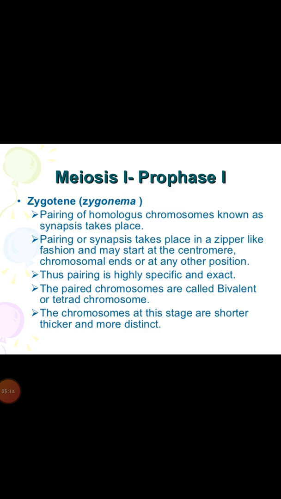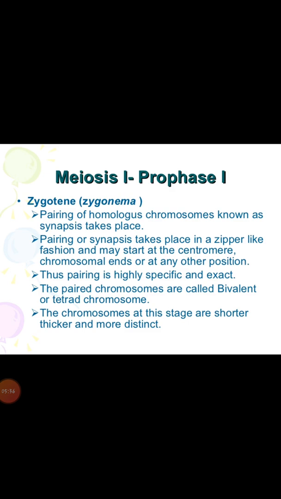Then another phase of prophase first is zygotene, also called zygonema. Leptonema means slender thread, and nema means thread. Zygo means tied or paired. Here pairing of chromosomes takes place. During zygotene, pairing of homologous chromosomes, known as synapsis, takes place.